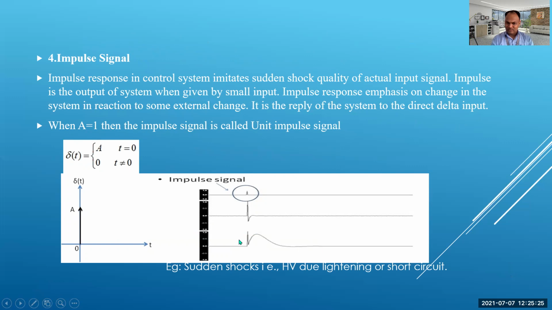This impulse signal will be seen like this, or you can say the wave shows an impulse generated here. An example is a sudden shock, that is high voltage due to lightning or a short circuit. So that is called an impulse signal.